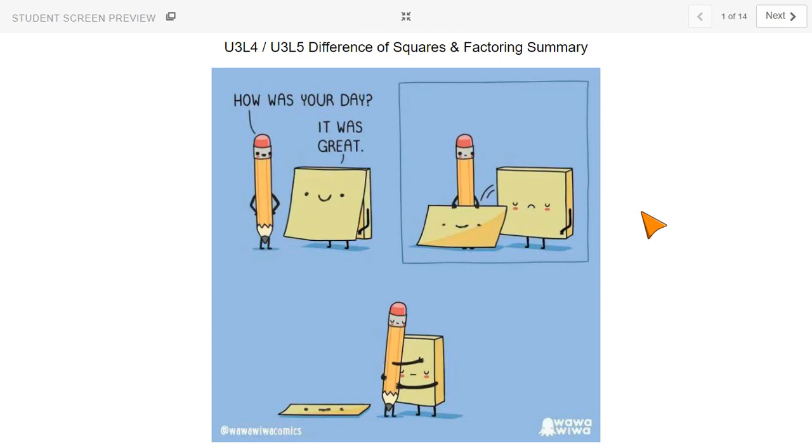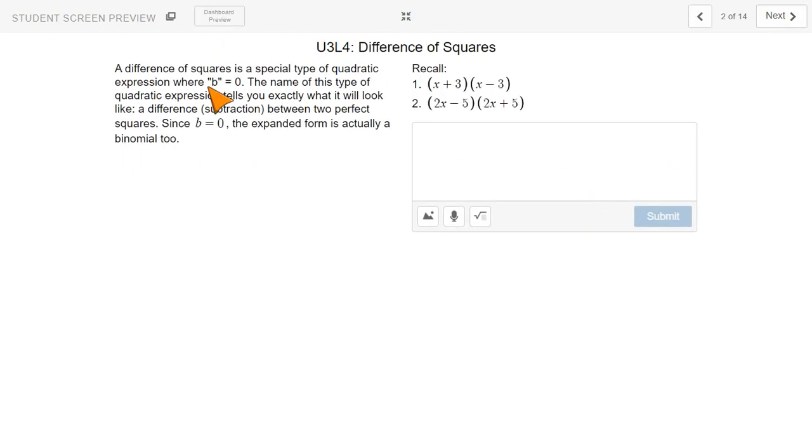Today's lesson is on difference of squares, and we're doing a factoring summary. Okay, let's look at these two binomials being multiplied. We're going to expand them and see what we get. Now, normally when we expand two binomials, we would get a trinomial.